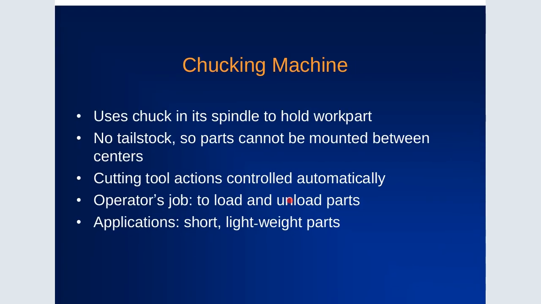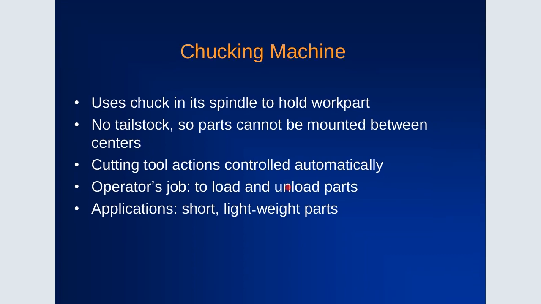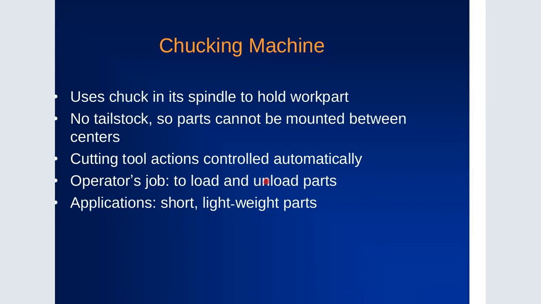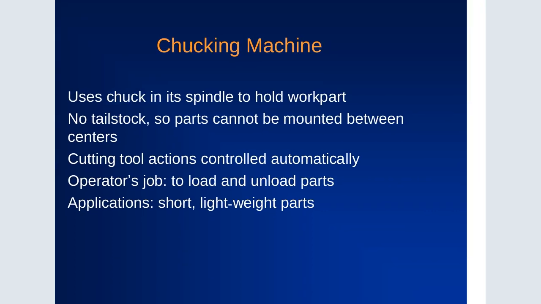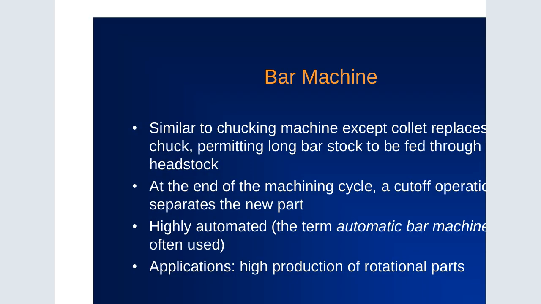A chucking machine uses a chuck in its spindle to hold work parts. No tailstock, so parts cannot be mounted between centers. Cutting tool action is controlled automatically, and the operator's job is to load and unload parts. Application: short lightweight parts. Those are the chucking machines.